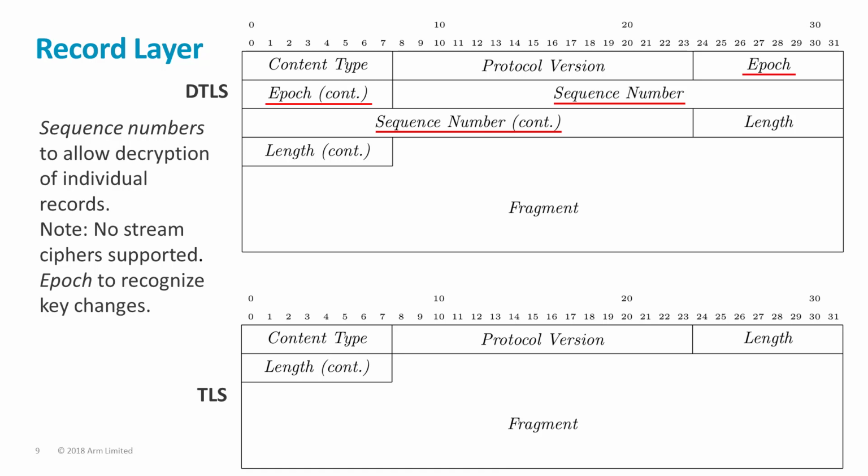Stream ciphers such as RC4 are not supported in DTLS. This is not a big loss, since stream ciphers have later been prohibited also in TLS with RFC 7465. The epoch field was added to signal key changes, for example during rekeying.